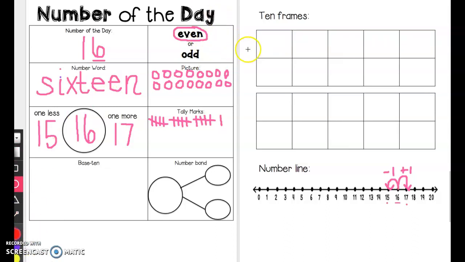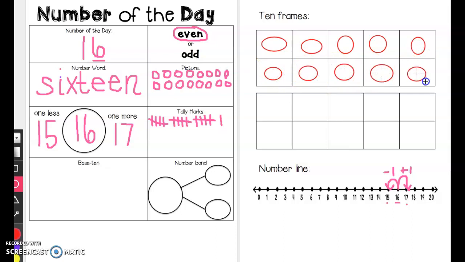All right, let's count together. 1, 2, 3, 4, 5, 6, 7, 8, 9, 10. All right, so is there 1 10 in 16? There is. All right, let's keep counting on.